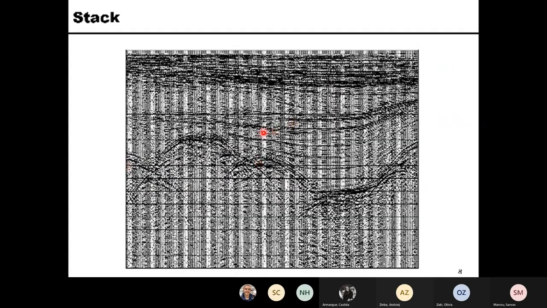However, for this flat layer, because your ray path is perpendicular to the reflector, the reflection is actually in the same position as the reflector. So for the flat layer, migration will not change anything, right?